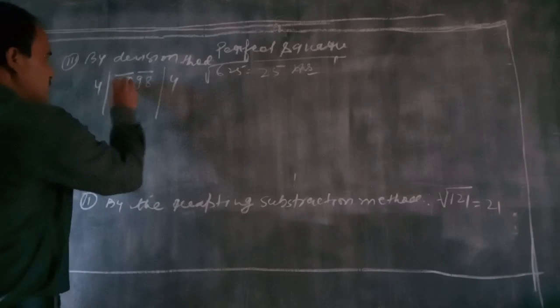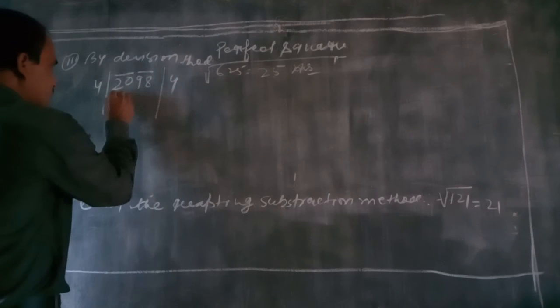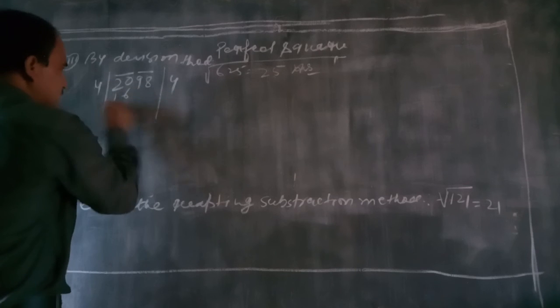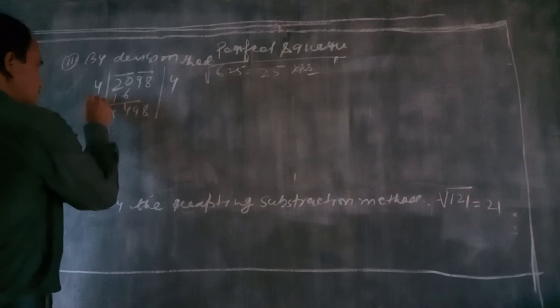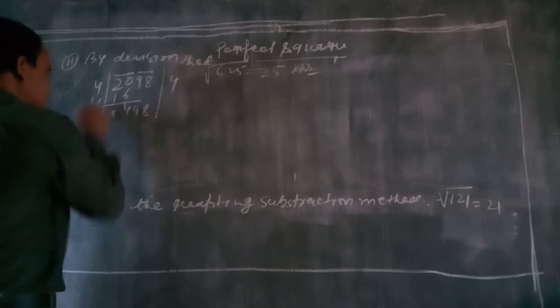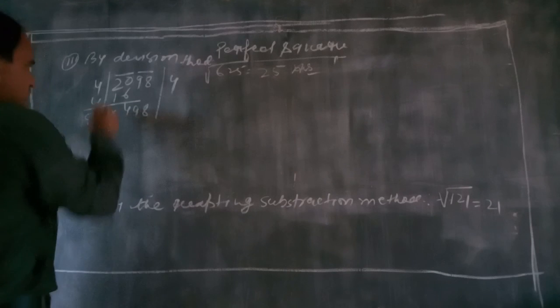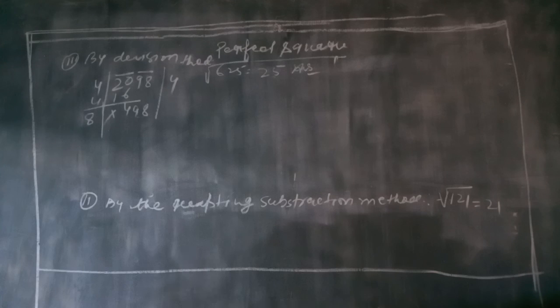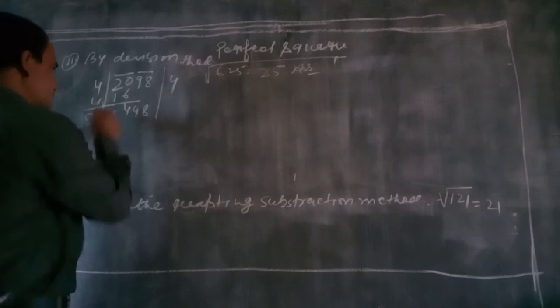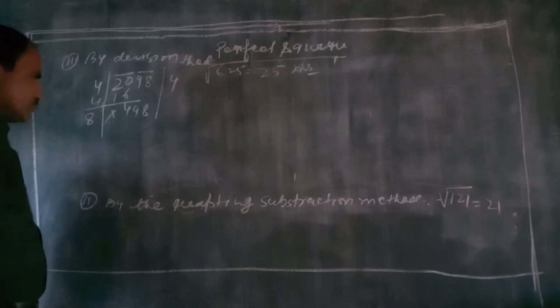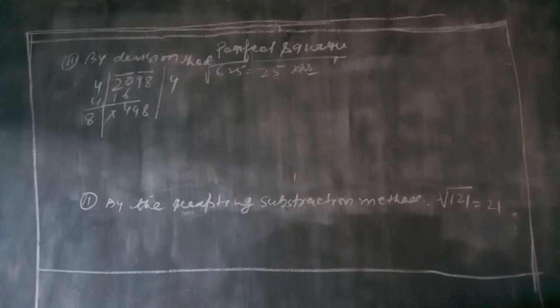Here also 4. 4 fours are 16. Write 4 here, and nothing more here. Bring down 98. Here you write 4 and then 8, the number you are going to write here, and then this will be multiplied. Then you may find out that one.